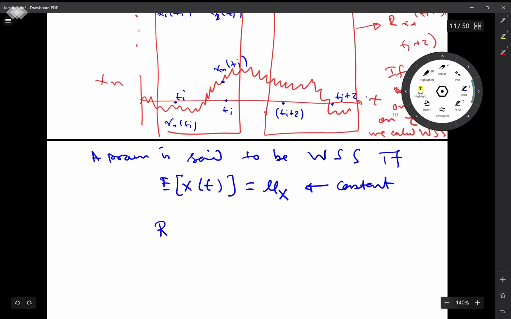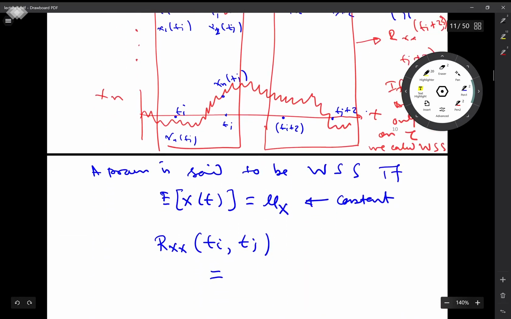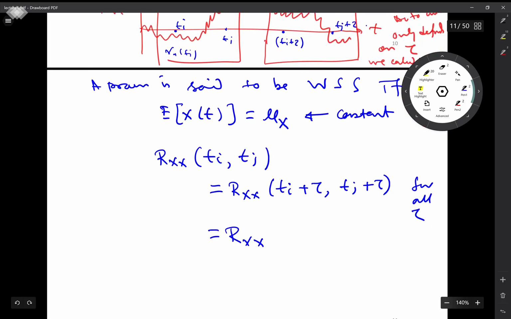Next, if Rxx ti comma tj will be equal to Rxx ti plus tau comma tj plus tau, for all tau, and both are the same, then this will be equal to Rxx ti minus tj.